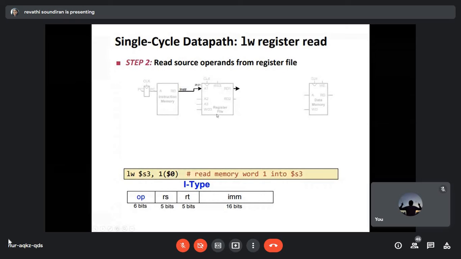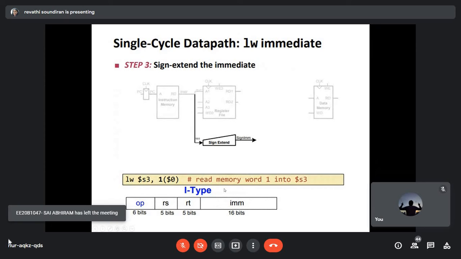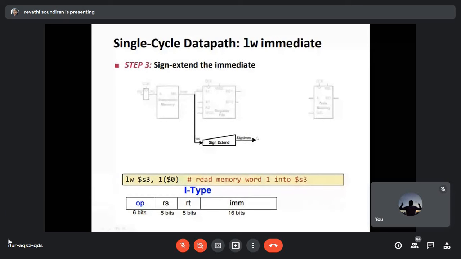Here it is an immediate operation, so you have got the data. In some other cases you will have other operands. Now the instruction bits 0 to 15 are the immediate operation, so it is going to the sign extender. It is going to check the signed value of the integer and determine what the sign extended immediate is. So that value arrives over here.